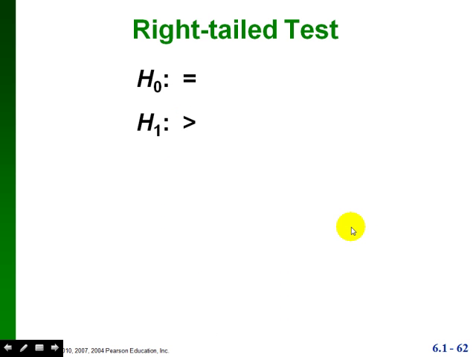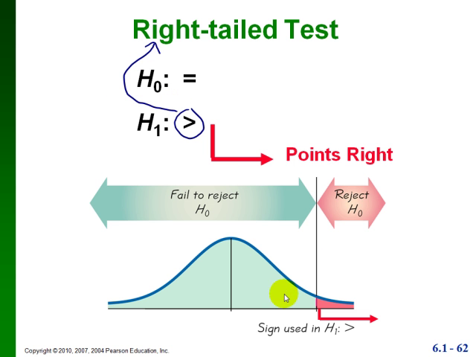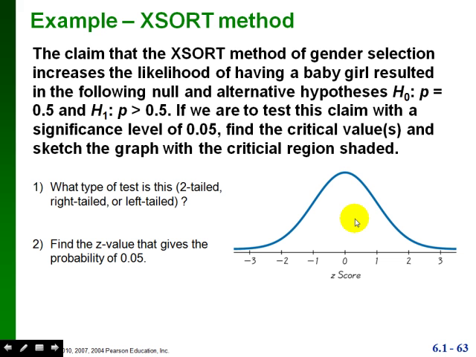And the last one is a right-tailed test. And again, we can tell this because in our alternative hypothesis, our inequality points to the right. And that means that we put all of our alpha over here in the right tail. And this is our rejection region, or our critical region over here, which means that we would reject the null hypothesis. So let's look at a couple of examples.